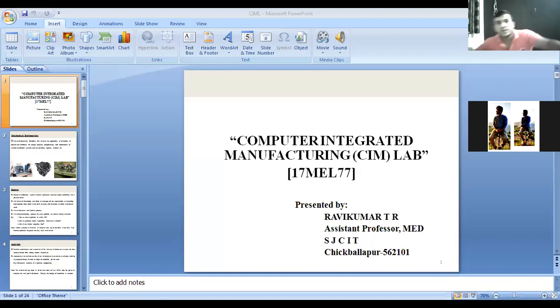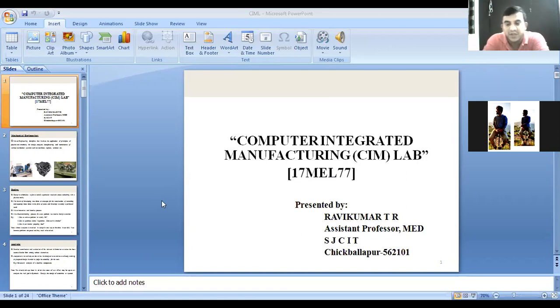Good afternoon, one and all. Jai Shri Gurudev. Today we are going to learn a lab, the Computer Integrated Manufacturing lab, the CIM Lab, and the subject code is 17MEL77. 17 means the 2017 scheme, ME means mechanical engineering, L stands for laboratory, 7 stands for 7th semester, and the other 7 is for the 7th subject.